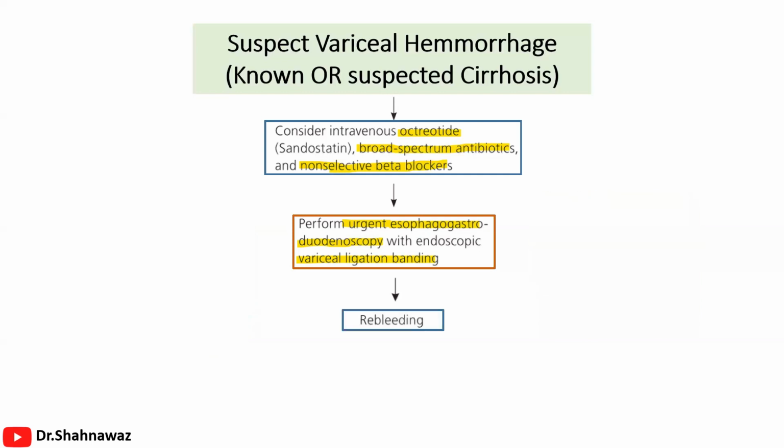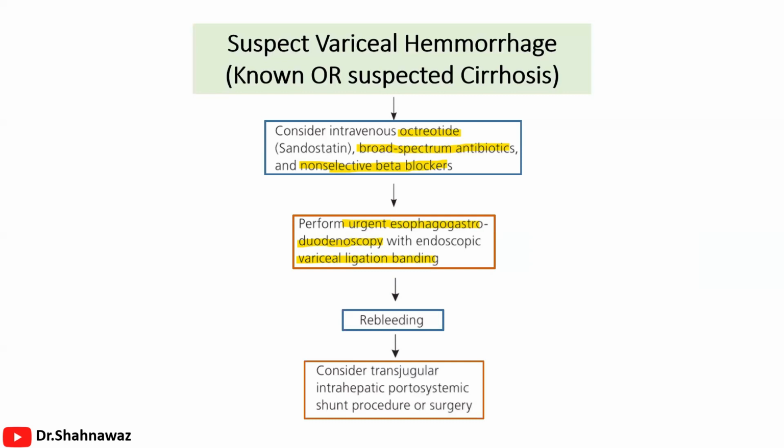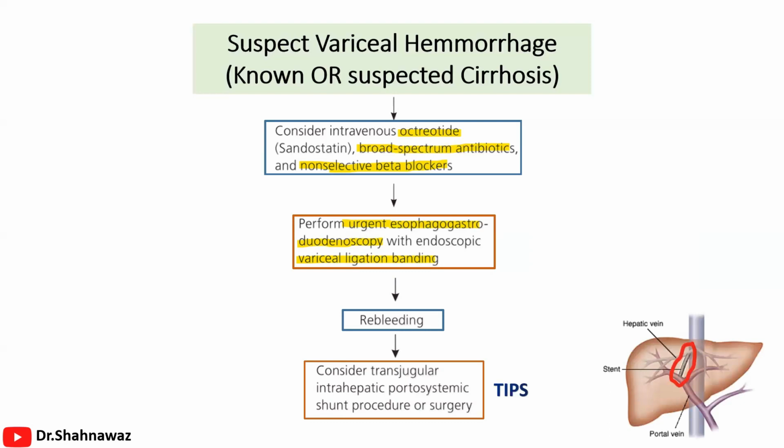If there is rebleeding, what should we do? We do TIPS. If the patient has variceal hemorrhage and the bleeding did not stop with ligation banding, we do TIPS, the transjugular intrahepatic portosystemic shunt procedure, which is like a surgery. We place a shunt between the portal vein and the hepatic vein, so the portal vein pressure decreases, which may help decrease the variceal hemorrhage and stop the bleeding. This procedure is typically good to stop bleeding in a patient with variceal hemorrhage.